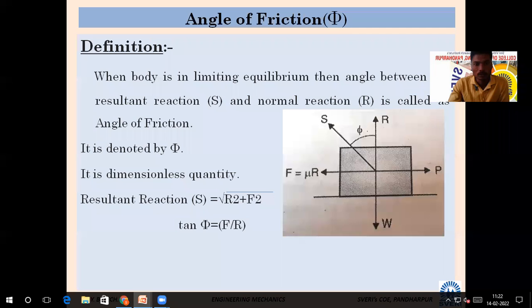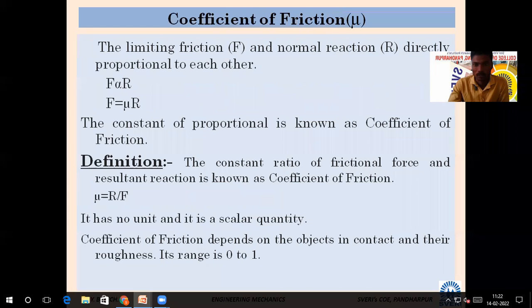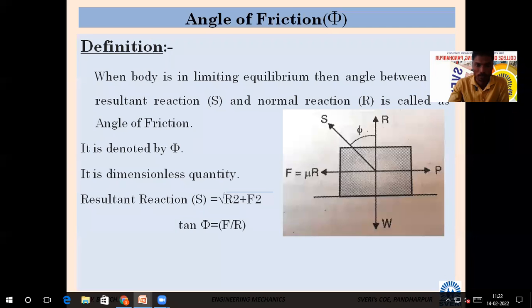Then the angle of friction, phi. Are you observing the screen? I'm changing the screen continuously. Okay, so one by one, terms, I am revising quickly. Coefficient of friction mu, angle of friction phi.